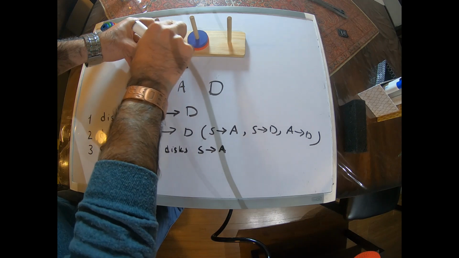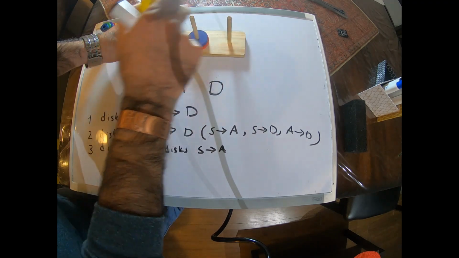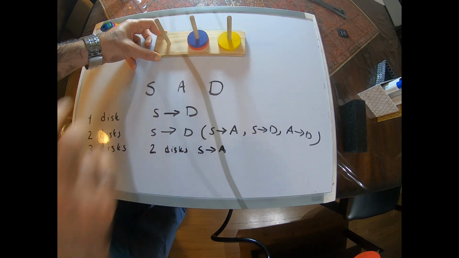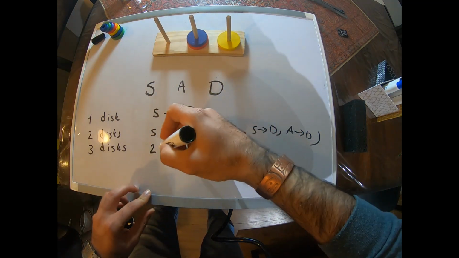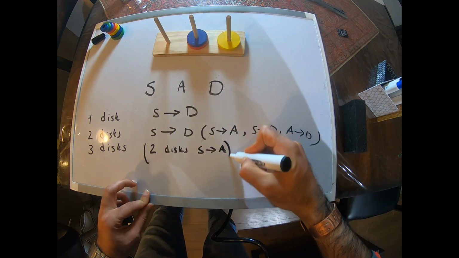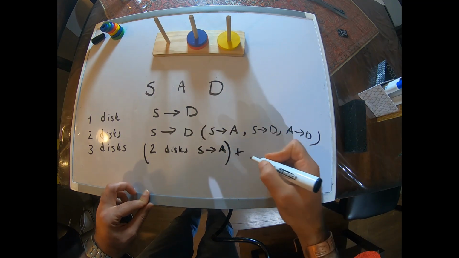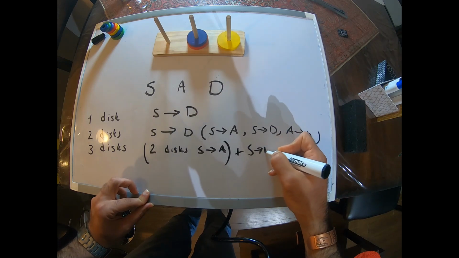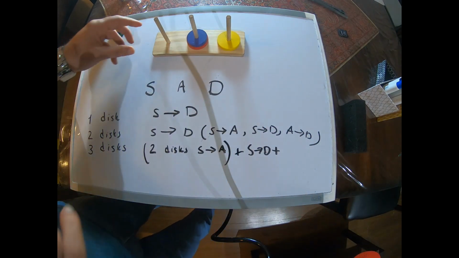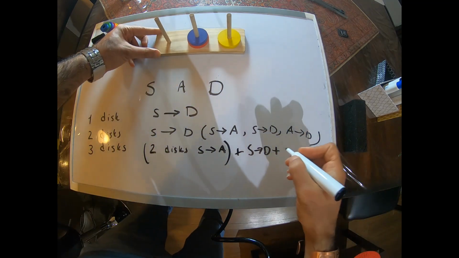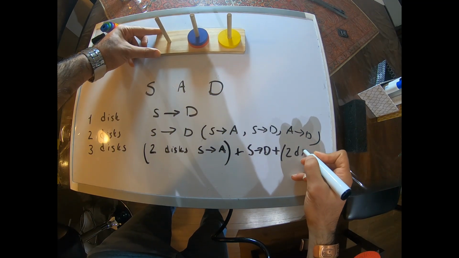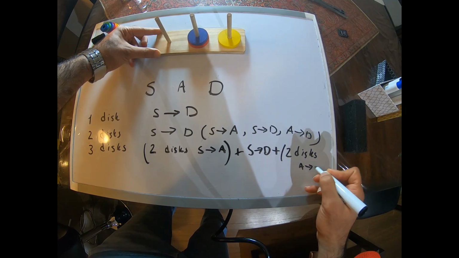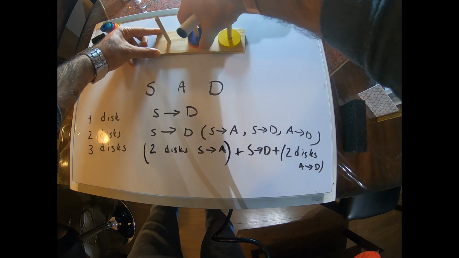Now I'm just gonna move this one from source to destination, and again the problem is going to be: move 2 disks from source to auxiliary, plus 1 last disk from source to destination, and then the problem is gonna be moving 2 disks from auxiliary to destination.